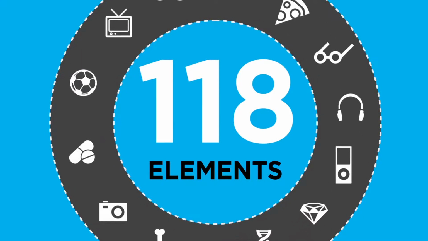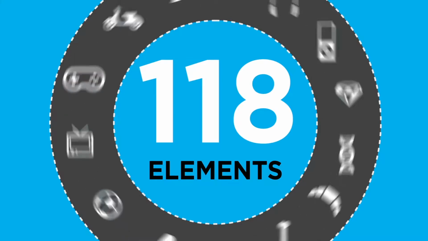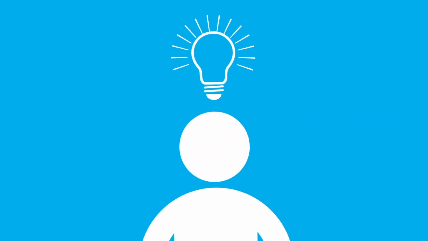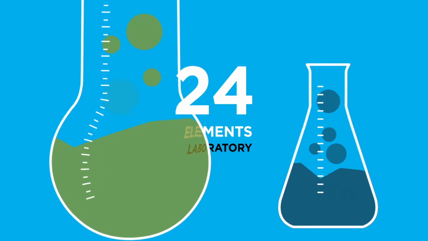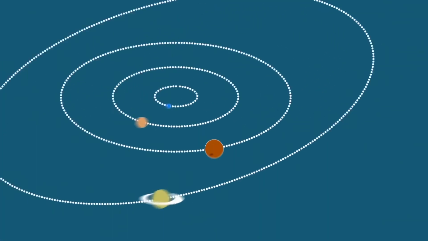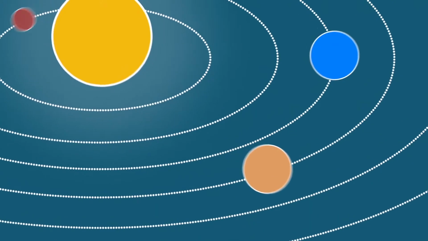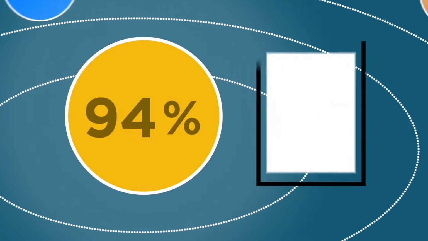Everything around us is made up of at least one of these elements. 94 of these elements can be found in nature, and the rest were obtained in laboratories. 118 elements may seem too little for an entire universe, but it's not. Let's see. In stars like the Sun, 94% of all the atoms are hydrogen.